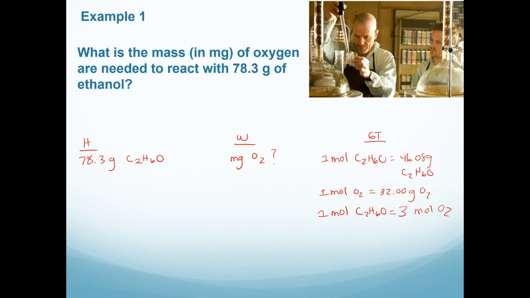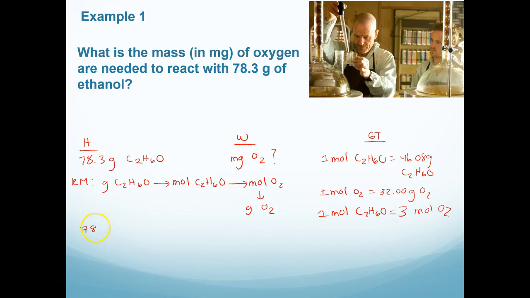Okay, I think we have what we need, so let's do a roadmap. We're going from grams of ethanol, and we know we can go to moles of ethanol using the molar mass. Then we can go to moles of oxygen, and from there we can go to grams of oxygen. So it looks like problems that we've already seen before. Let's plug in some numbers.